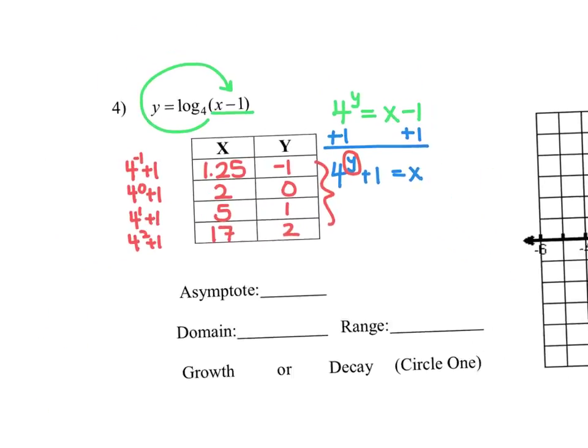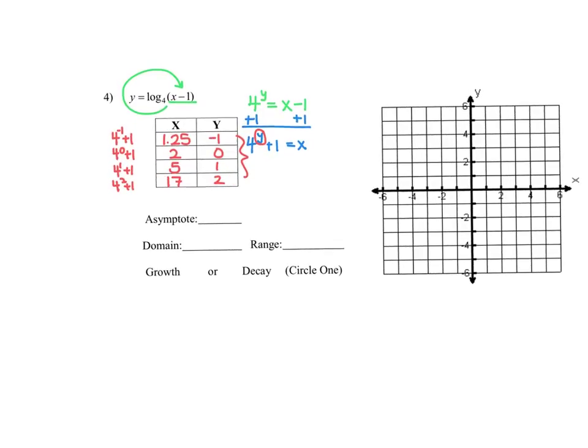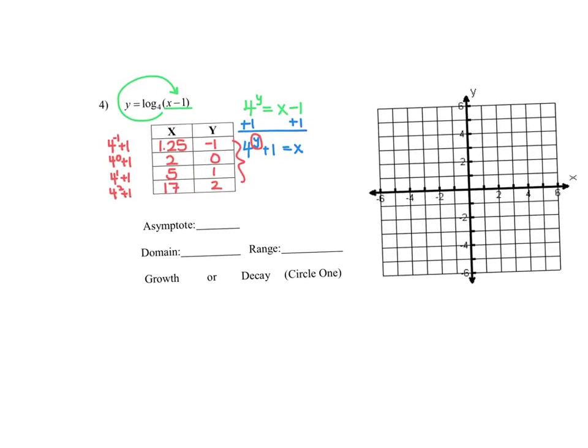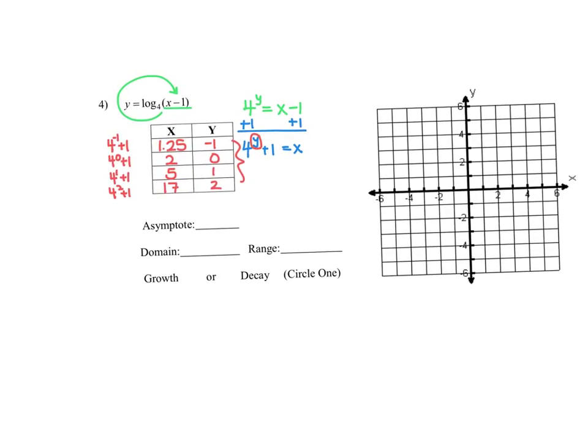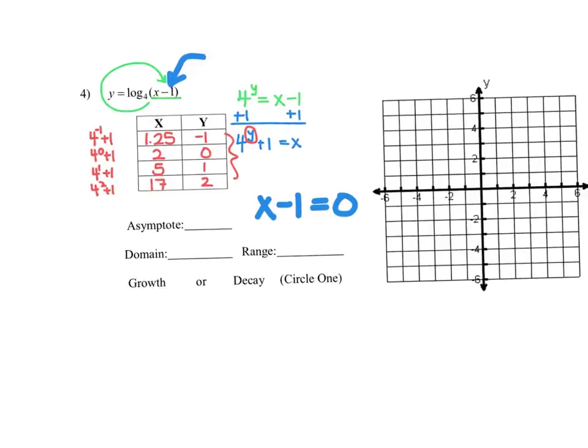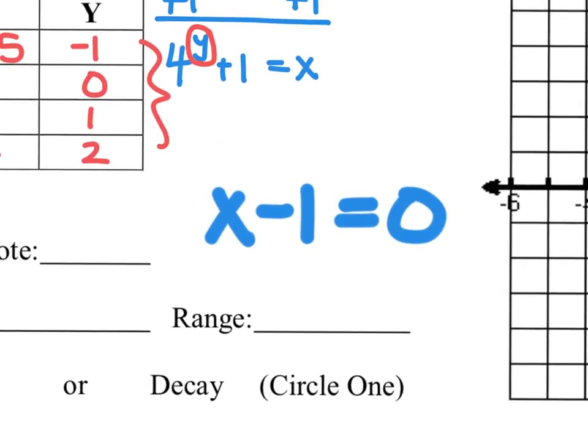Okay, asymptote for log functions. Whatever you're taking the log of, this x minus 1 tells me, if I set it equal to 0, where my asymptote is going to be. So you want to get x by itself.